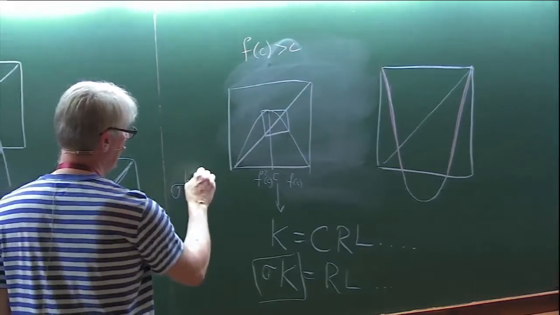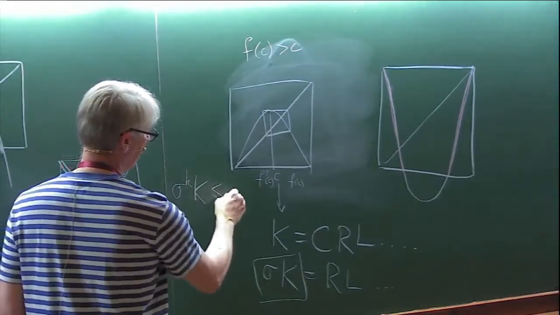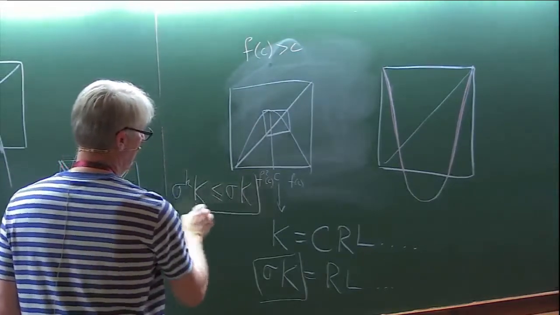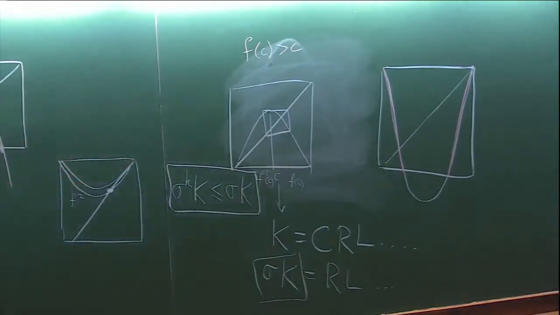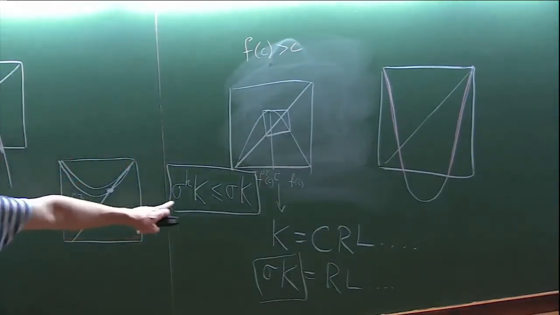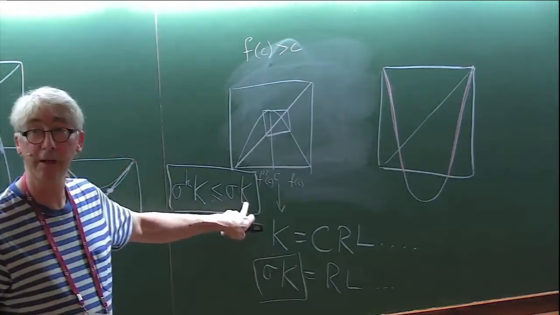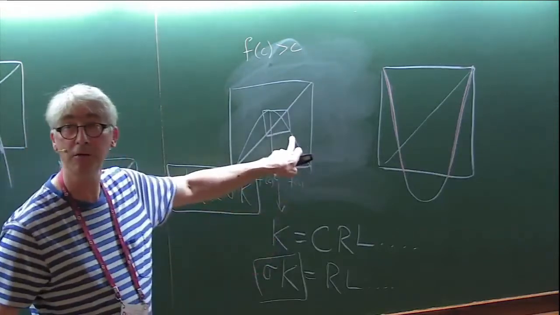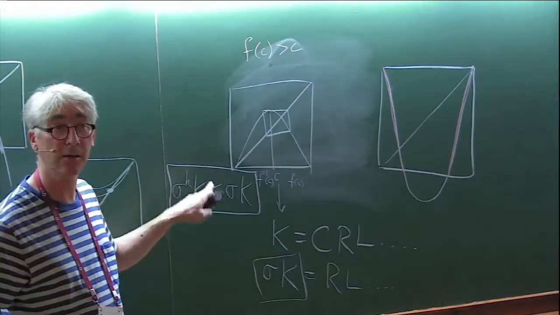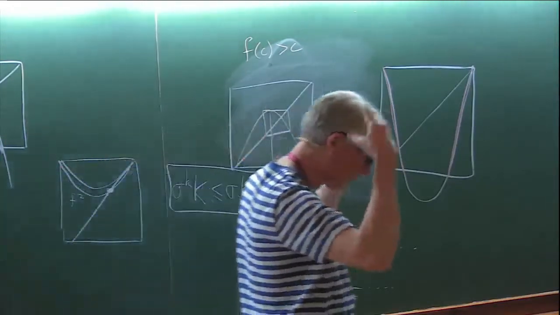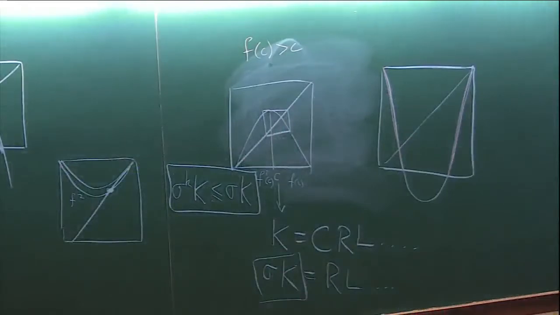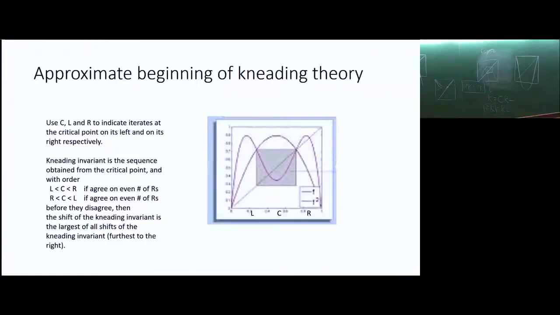But roughly speaking, what we must have, without any thought whatsoever, is that any shift of K, this sequence K, must be less than or equal to the shift of K. Shift of K is the furthest to the right point. Anything else is less than that. And again, roughly, there's a slight hand-waving about what you do with C, which is resolved in various different ways, which I don't want to go into, technical details.